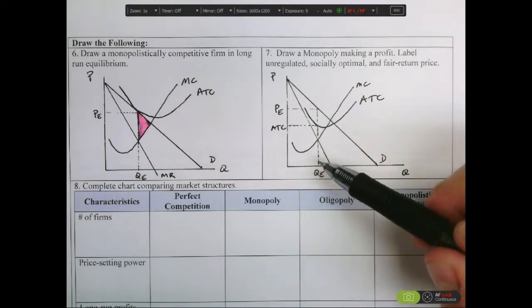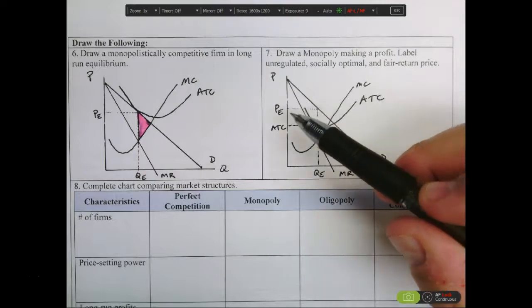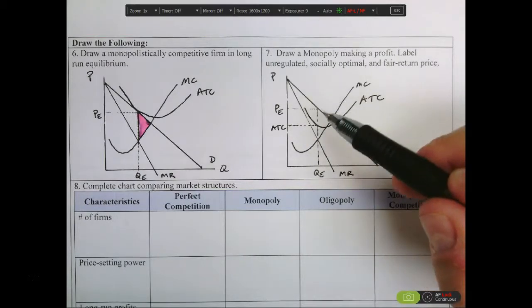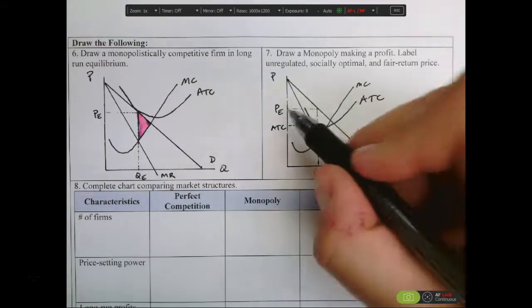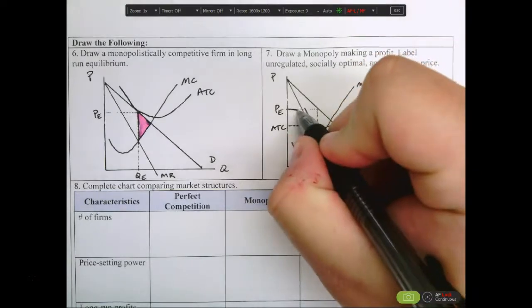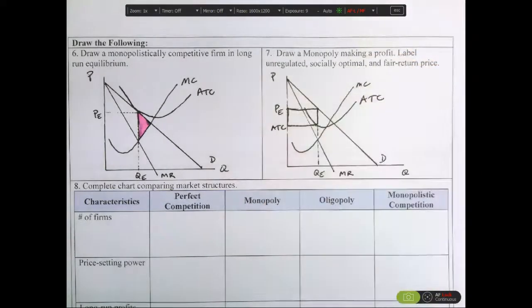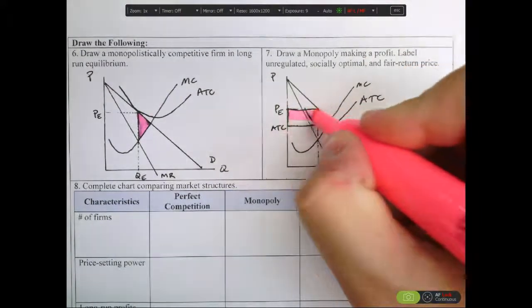Then we determine how much people are willing to pay at that quantity by going all the way up to the demand curve, and that then gives us our equilibrium price. To find profit, we compare price to average total cost, and we see that price is greater than average total cost, and so that makes this box right in here our area of profit. And we can go ahead and color that in. It's pink so that you can see it clearly.